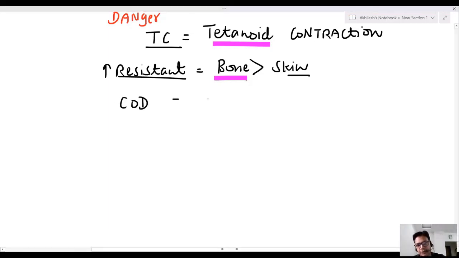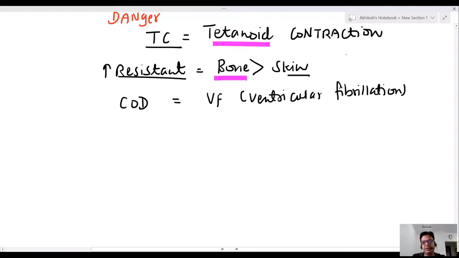Cause of death in electrocution is ventricular fibrillation. Ventricular fibrillation, cause of death. Now, sir, what about postmortem findings?